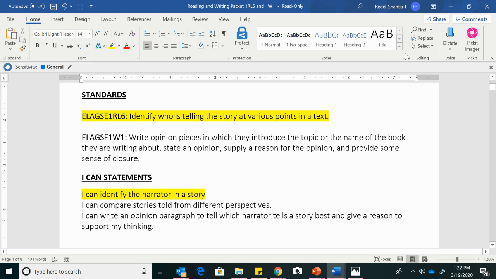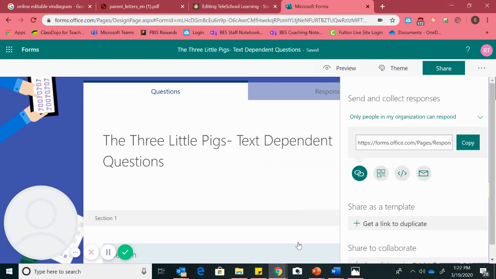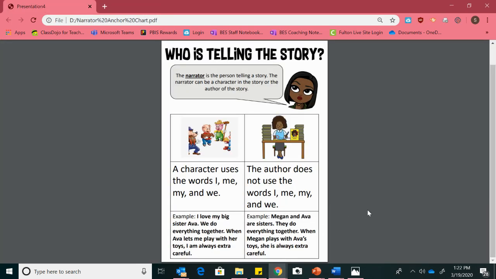Now, the other day we learned that there were two types of narrators, the character narrator and the author narrator. So let's review our anchor chart so that we can remember some of the ways to determine if the narrator is a character or if the narrator is the author. Okay, so first let's remember what the narrator actually does. The narrator is the person who is telling a story. The narrator can be a character in the story or the author of the story.